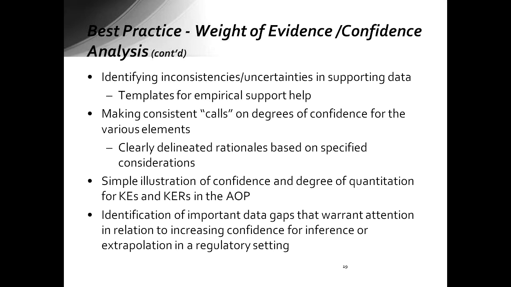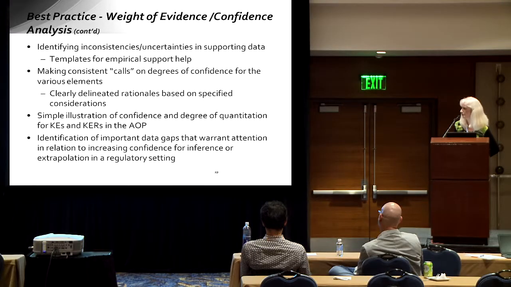Making consistent calls on the degrees of confidence for the various elements with clearly delineated rationales based on the specified considerations. We do need a simple illustrative output of confidence and degree of quantitation for the key events and the key event relationships in the AOP. And identification, and really early identification, of important data gaps that warrant attention in relation to increasing confidence for inference or extrapolation in a regulatory setting. So again, that's the reason to go through this process fairly early in the development of the adverse outcome pathway. And I'll leave it at that, and thank you for your attention.